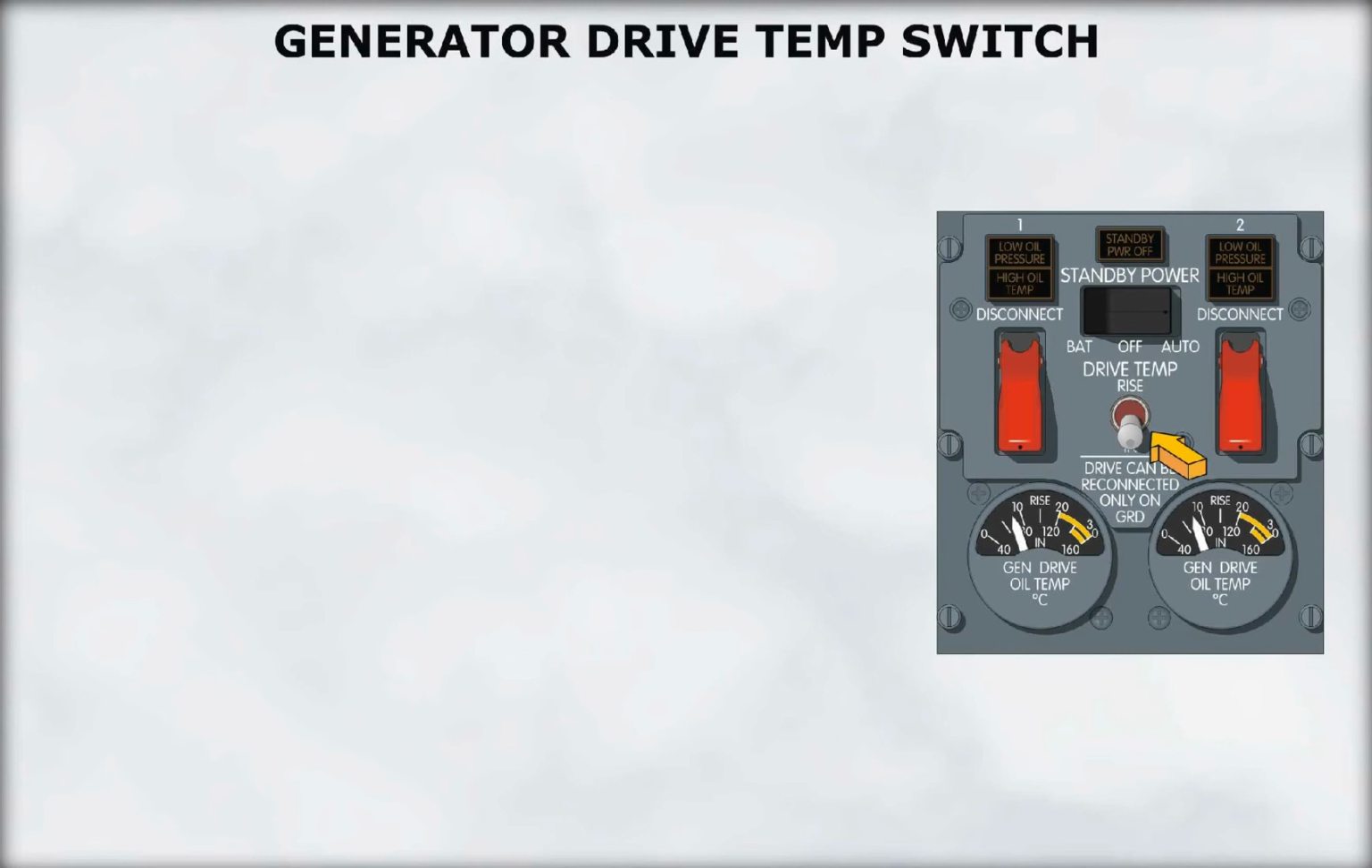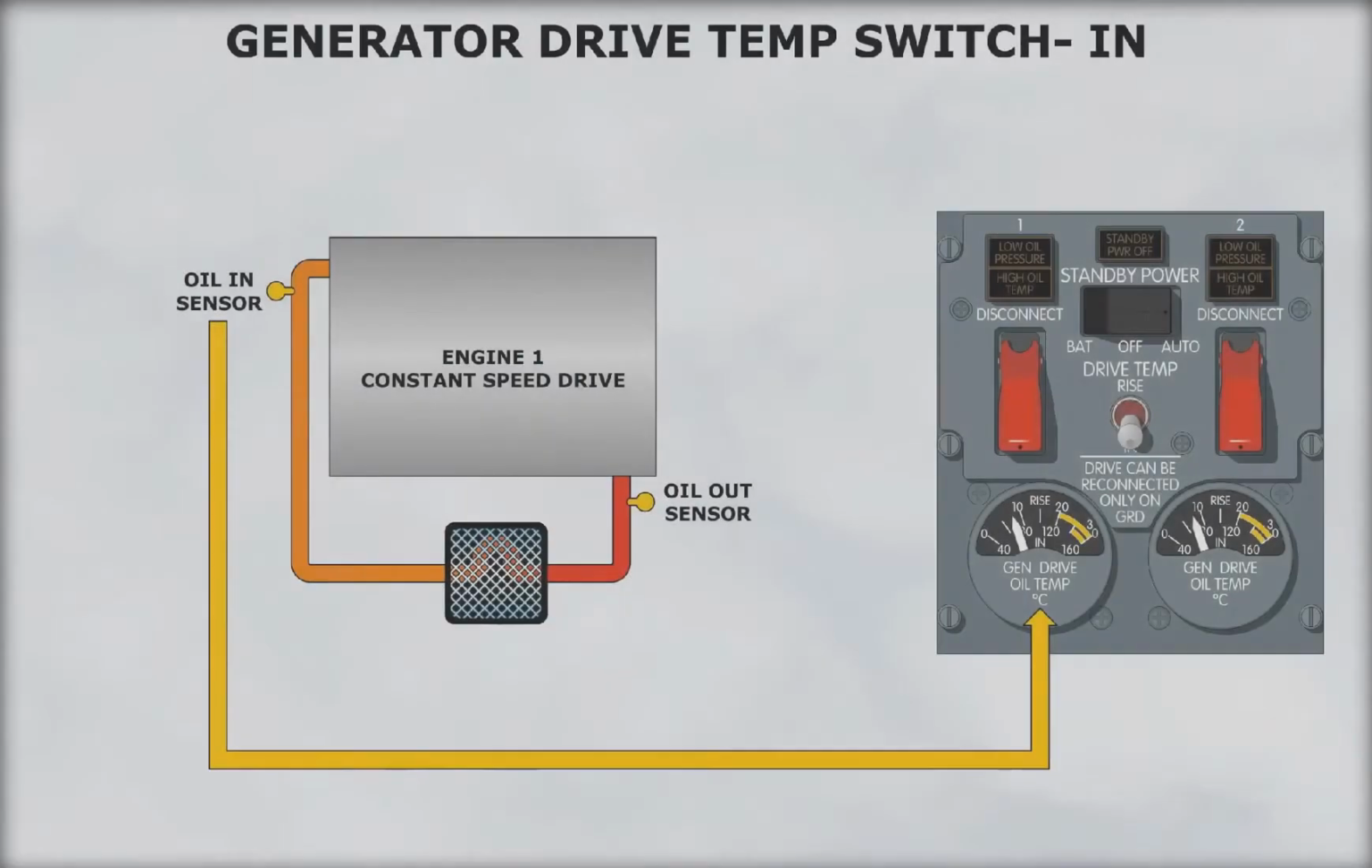Two different types of CSD temperatures can be monitored. The temperature to be displayed is selected by the generator drive temp switch. It has two positions, IN and RISE. When the temperature selector switch is positioned to IN, the temperature of the oil entering the generator is displayed on the indicator. The temperature is read on the inner scale of the temperature indicator. The scale ranges from 40 to 160 degrees centigrade.